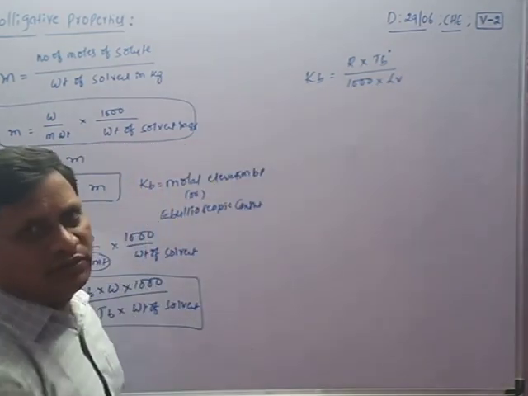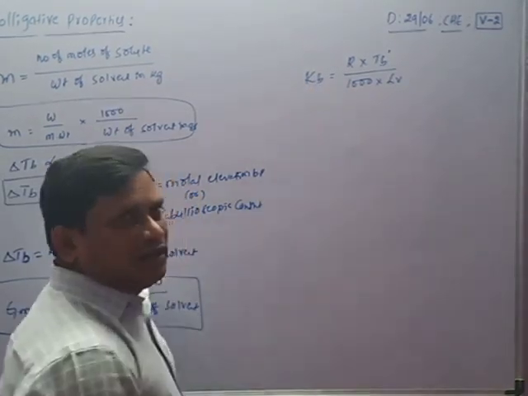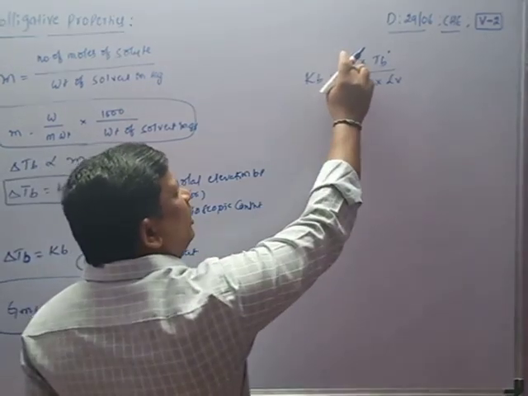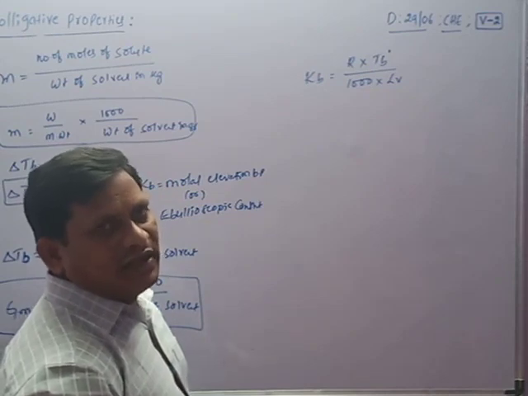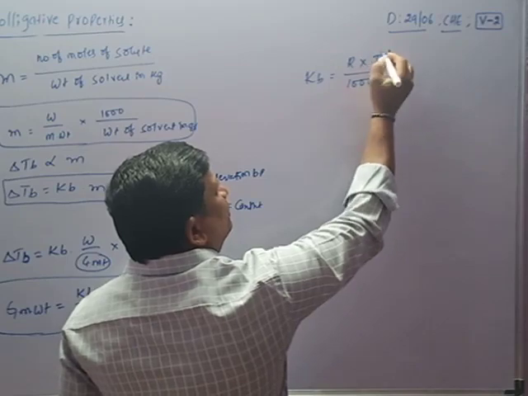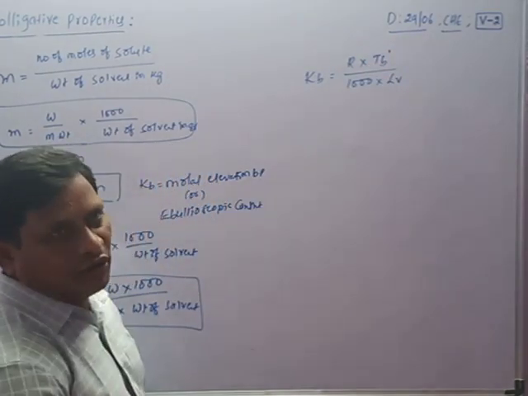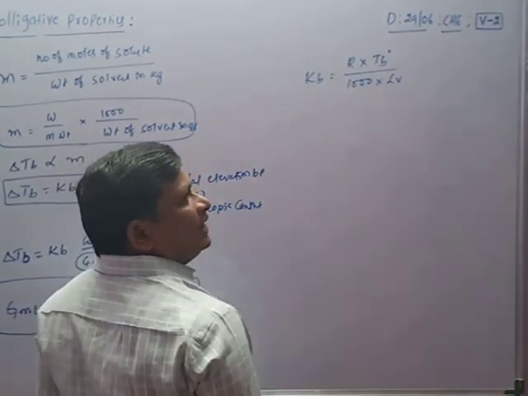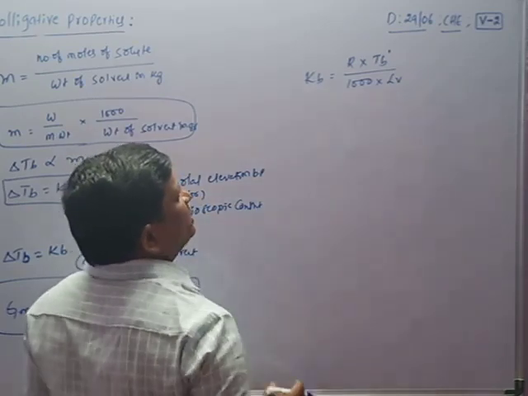So according to thermodynamic laws, KB, the molar elevation of boiling point, equals R, wherein R is the ideal gas constant, whose value is 2 calories. TB naught is the boiling point of the solvent, divided by 1000 into LV. LV is one of the constants.